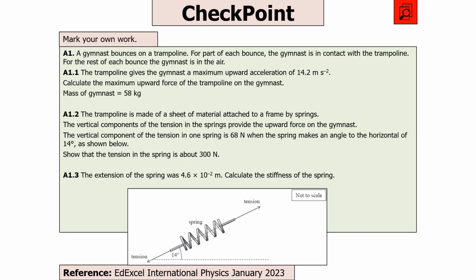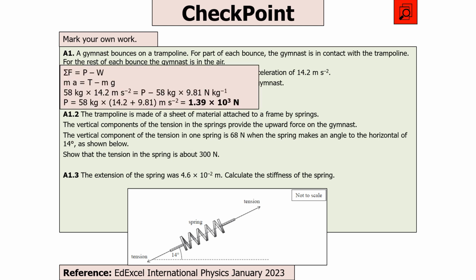Right, so in this first one, we know that the overall force is going to be P minus W. So the resultant force is ma, which equals the tension minus mg. You work it all out and you get P equals 58 kilograms times 9.81 plus the resultant, so you get 1.39 times 10 to the 3 newtons.